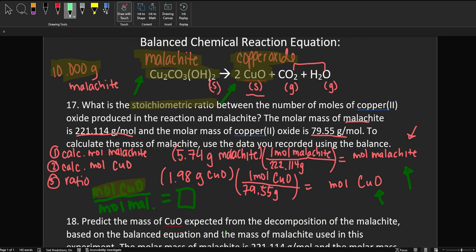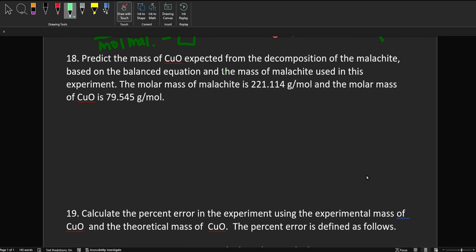So our next question is about predicting the mass expected from decomposition of the malachite based on the balanced equation and the mass of the malachite used in this experiment. The molar mass is, again, 221 for malachite, molar mass of CuO 79. So what are we doing here? What you are doing is calculating the theoretical yield, essentially.